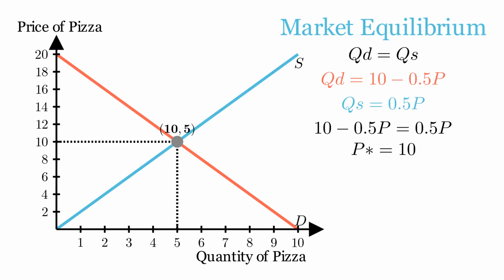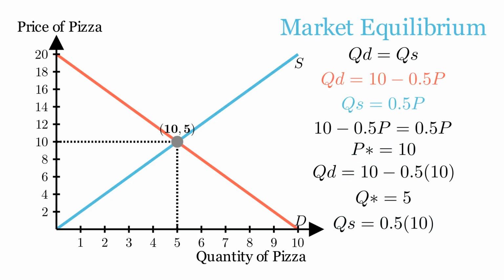To find the equilibrium quantity, we substitute the equilibrium price into either the demand equation or the supply equation. Substituting the equilibrium price 10 into the demand equation gives Qd is equal to 10 minus 0.5 multiplied by 10, which gives Qd is equal to 5. Therefore, the equilibrium quantity is 5. We denote it by Q star. Substituting P is equal to 10 into the supply equation also gives Qs is equal to 5, confirming our result.